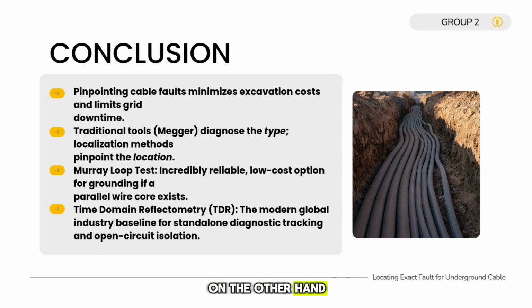On the other hand, time domain reflectometry is a more advanced technique that can accurately locate faults from only one end of the cable without requiring a parallel core. Because of its accuracy, speed, and ease of use, TDR has become the preferred method in modern underground cable fault detection. That's all from us.